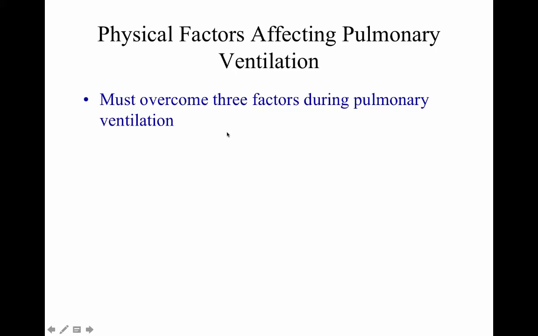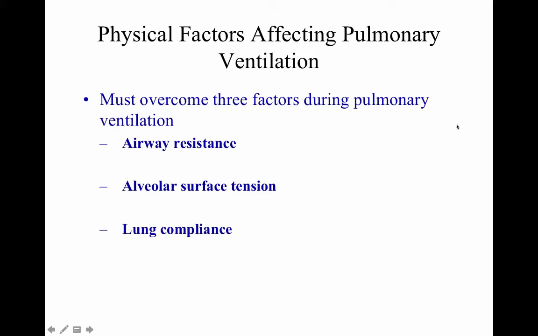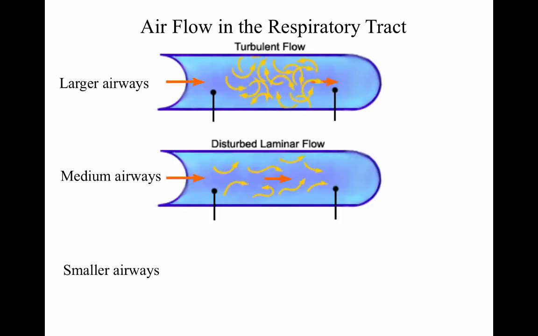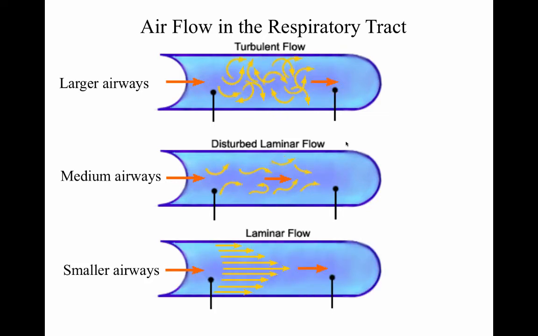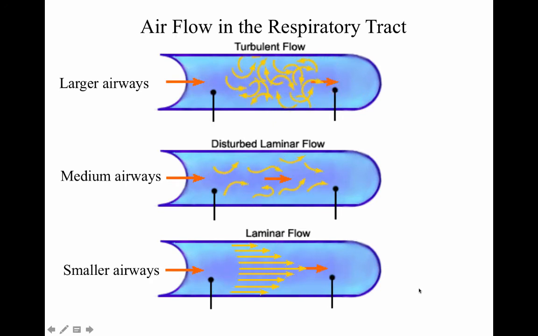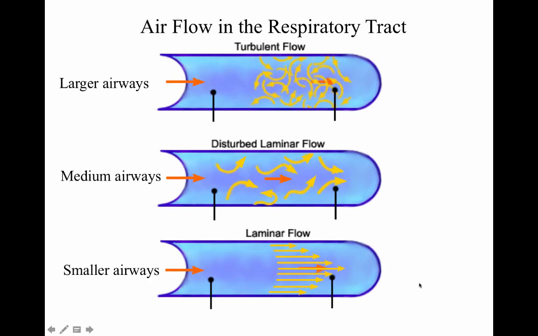We must overcome 3 factors during pulmonary ventilation. We have to overcome airway resistance, alveolar surface tension, and lung compliance. So within airway resistance, we see that airflow in the respiratory tract, in larger airways, will be a turbulent flow. In medium airways, we'll see a disturbed laminar flow. And a laminar flow is what we see in smaller airways, that's sort of laminated, almost like laminated sheets of wood. As we get into smaller airways and start seeing more friction, we can have resistance to airflow.